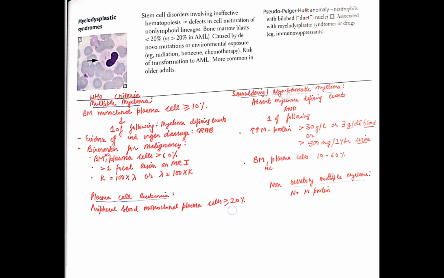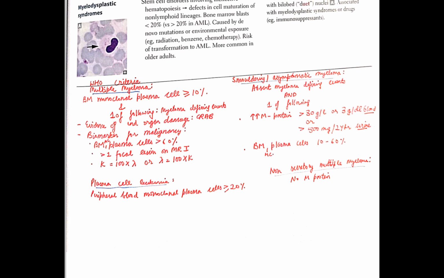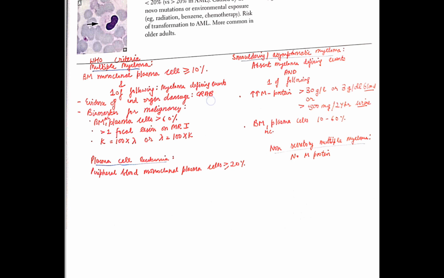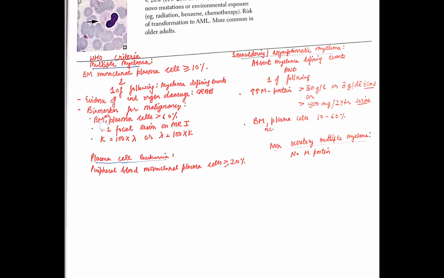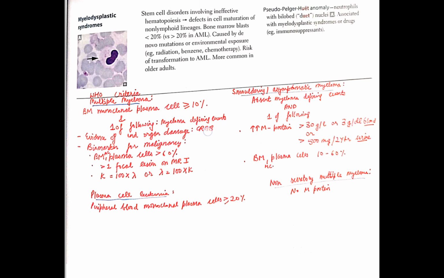Now we see the WHO criteria or the definition for multiple myeloma. Multiple myeloma: bone marrow monoclonal plasma cells more than 10%, and one of the following myeloma defining events. Evidence of end organ damage, that is CRAB, and biomarkers for malignancy. Bone marrow plasma cells more than 60%, more than one focal lesion on MRI, and kappa is equal to 100 times lambda, or lambda is equal to 100 times kappa, meaning one of the chains is 100 times the other chain. So this is the criteria for multiple myeloma.